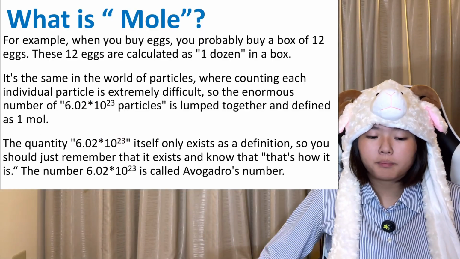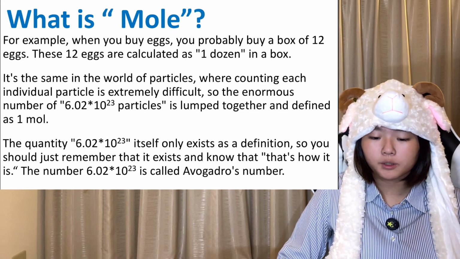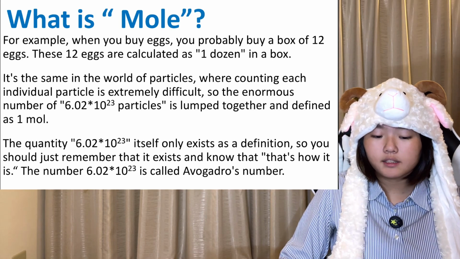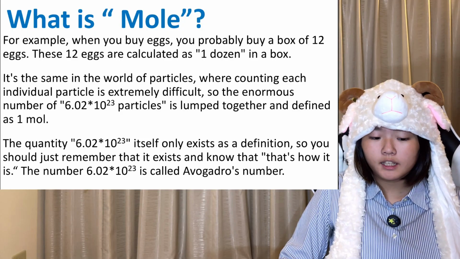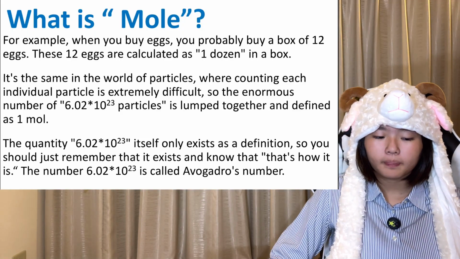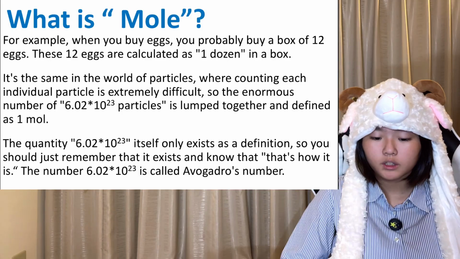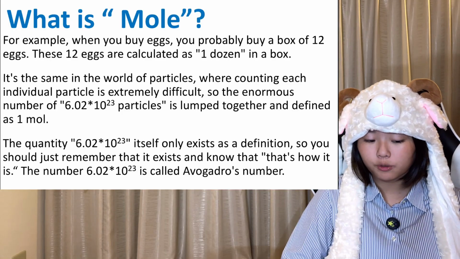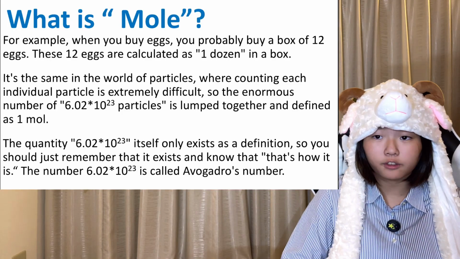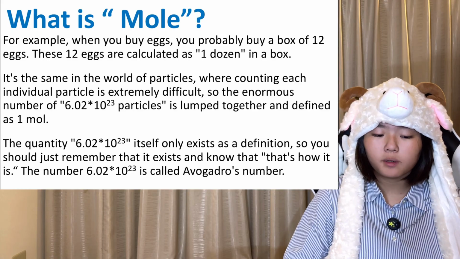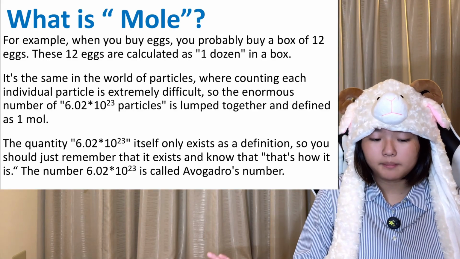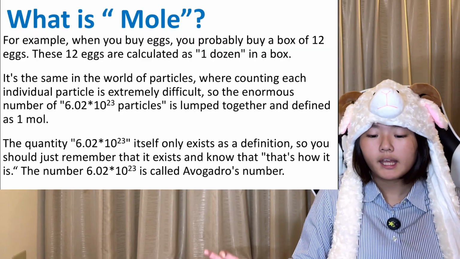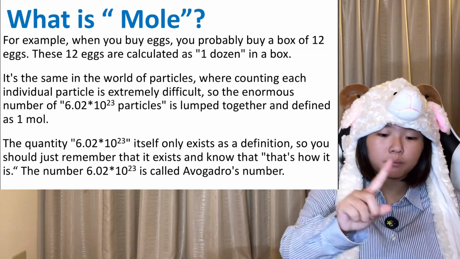For example, when you buy eggs, you probably buy a box of 12 eggs. These 12 eggs are calculated as 1 dozen in a box. A dozen is 12 of something. It's the same in the world of particles, where counting each individual particle is extremely difficult because they're very, very small. So the enormous number of 6.02 times 10 to the power of 23 particles is lumped together and defined as 1 mole.